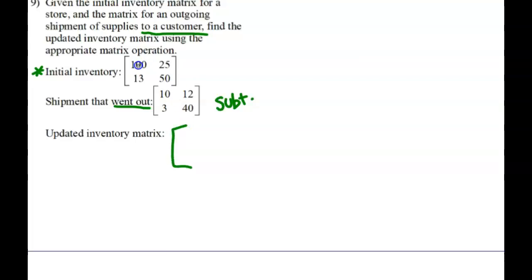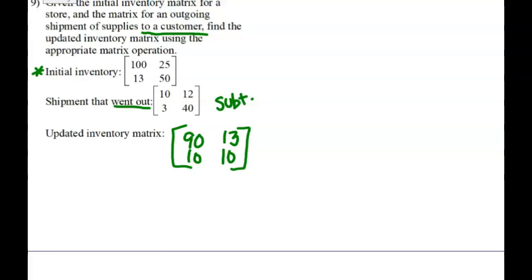Do I need to write out what I'm doing, guys? 100 minus 10 is 90. Top right, 25 minus 12 is 13. Is everybody following, or I need more? We did this, I think. 13 minus 3 is 10. And 50 minus 40 is 10. Everybody good? You can certainly write out some steps if you don't know where those came from.